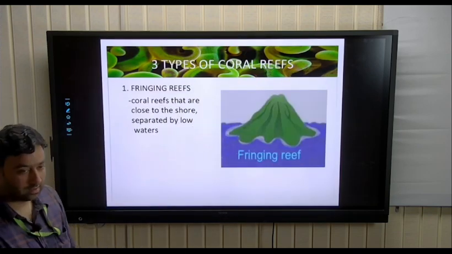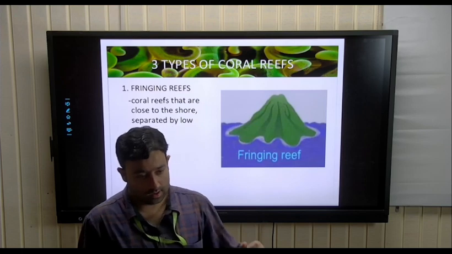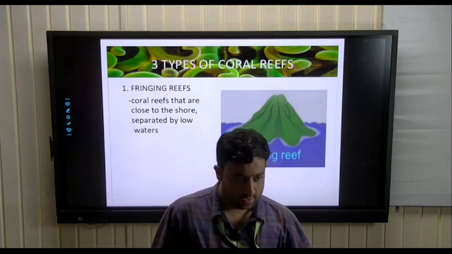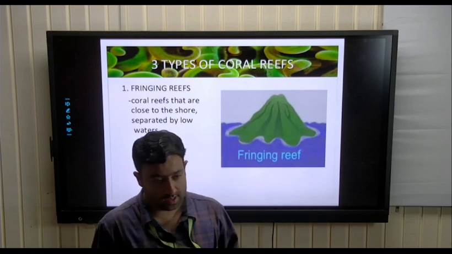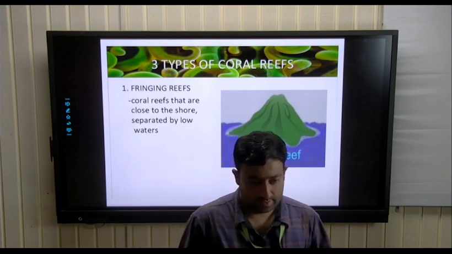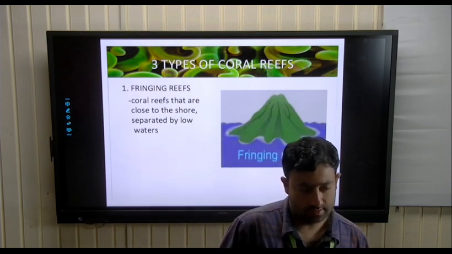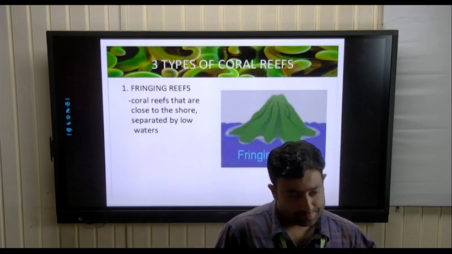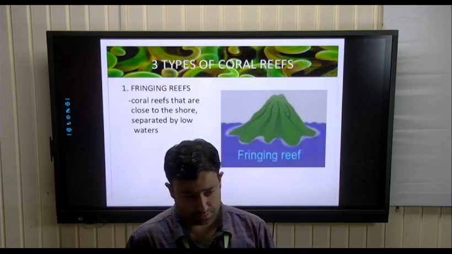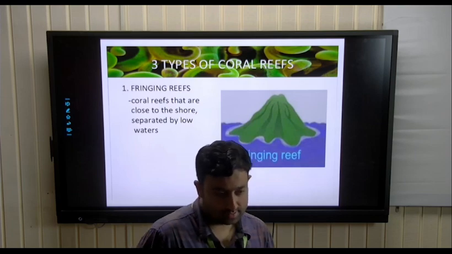Types of coral reefs. Number first is fringing reefs. These coral reefs are present close to the shore, and they are separated by low waters. There are 2 parts of fringing reefs: the reef flat, which is closest to the shore, and the reef slope, which moves in the direction of the ocean.